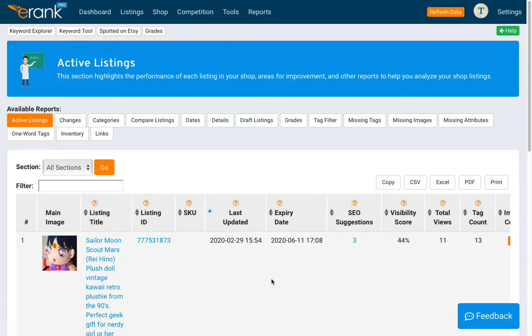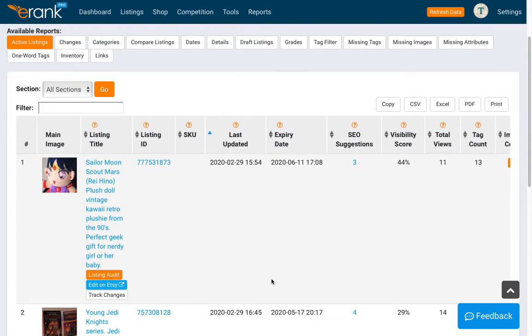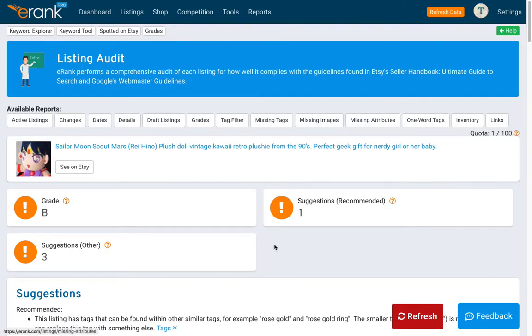Here are my wonderful 2 listings, and I have 13 tags, or 13 keywords, or 13 keyword phrases. That's good. I'm using all of them. That's really important. That's what we're mostly going to be talking about. And it's telling me that this listing that I'm going to be using as an example has a grade of B, has some suggestions, and things of that nature.